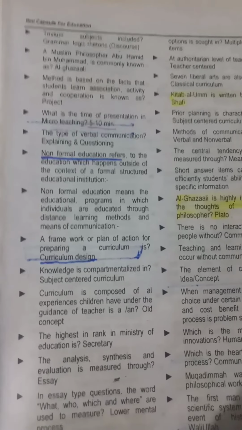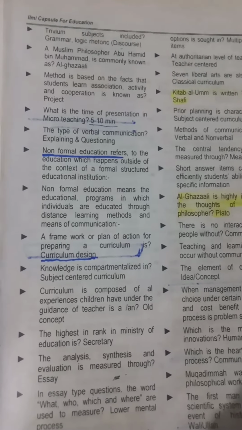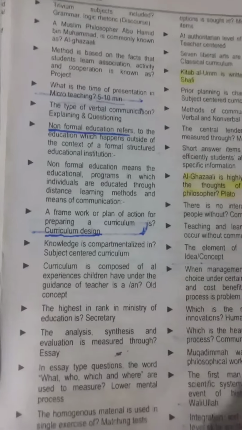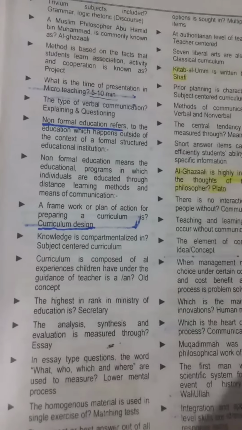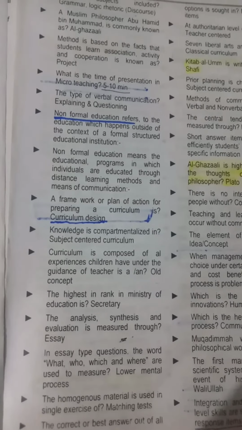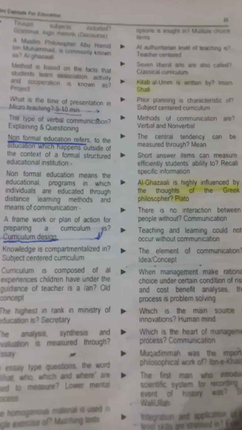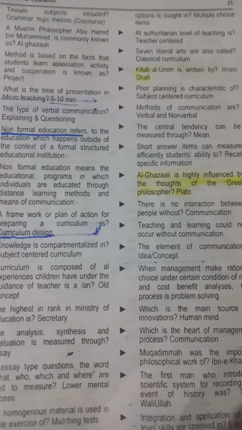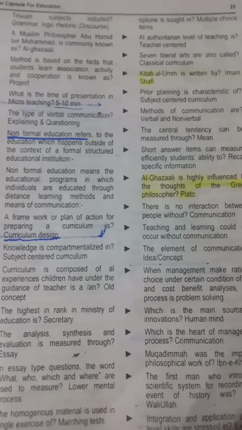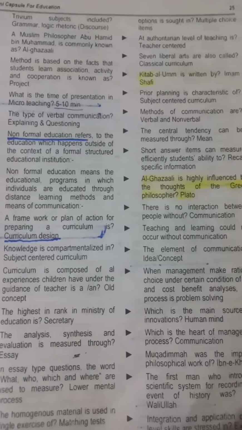In essay type questions, the words what, who, which, and where are used to measure lower mental process. The homogeneous material is used in single exercises of matching test. The correct or best answer out of all options is sought in multiple choice item. At authoritarian level of teaching is teacher centered.